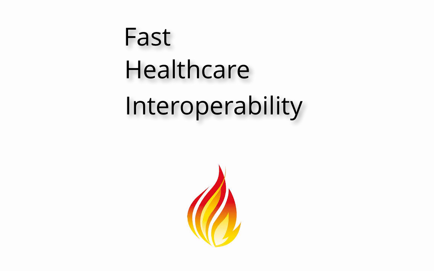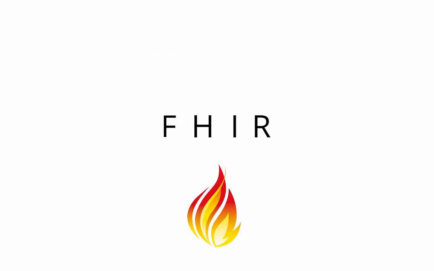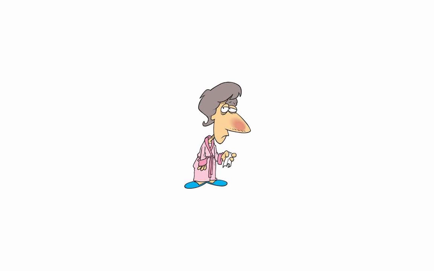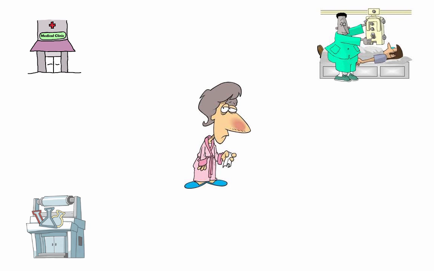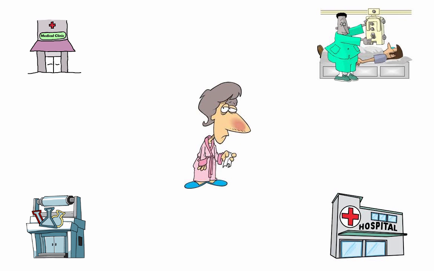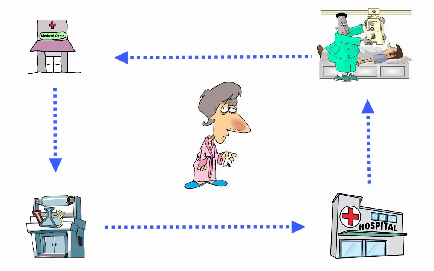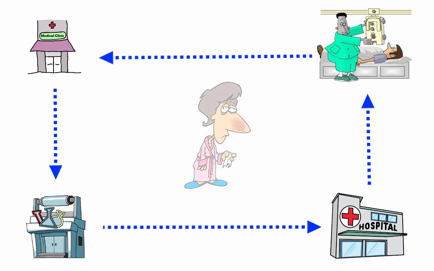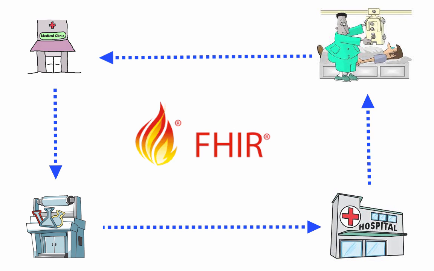FHIR is an acronym that stands for Fast Healthcare Interoperability Resources, nicknamed FHIR. FHIR is a new standard for exchanging electronic healthcare information and replaces the more rigid and complicated legacy formats. As patients visit various healthcare entities, clinics, imaging centers, laboratories, or even hospitals, there needs to be an easy and consistent way to share or transfer patient information from one location to the other. That's where FHIR comes in.